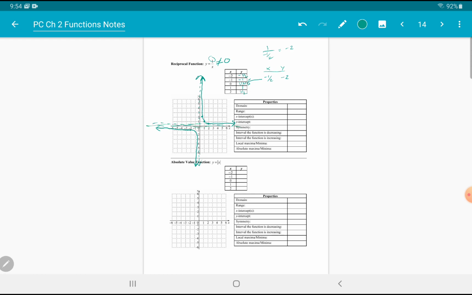Oh, that's a horrible graph there. But you get the idea. This is called the reciprocal function. Okay? In terms of the domain, what can the x value be?